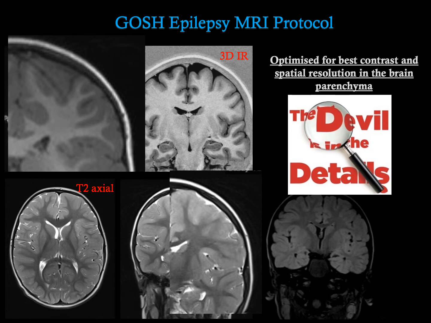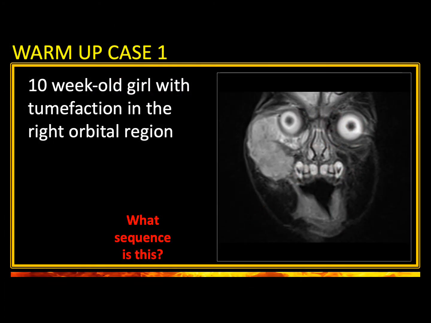Now, because we are looking at skull base, face, and neck pathology in this lecture, the first concept that you need to know is that the area we are looking at is full of fat, and fat can be a friend or an enemy depending on the sequence and depending on the specific situation. So let me show you some cases. This is the first case.